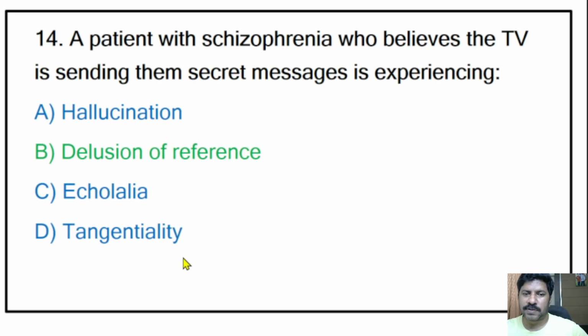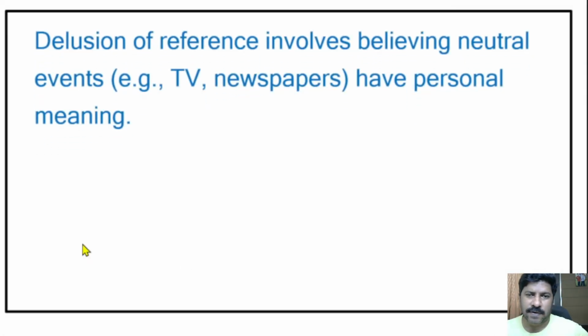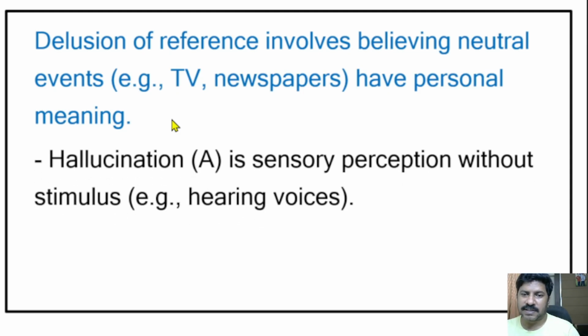Correct answer is delusion of reference. Delusion of reference involves believing neutral events have personal meaning. So the patient may give the neutral events a personal meaning. Hallucination is a sensory perception without a stimulus. If there is a stimulus, it is called illusion. In hallucination, there will not be a stimulus.